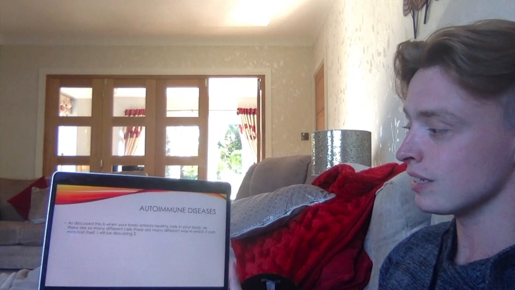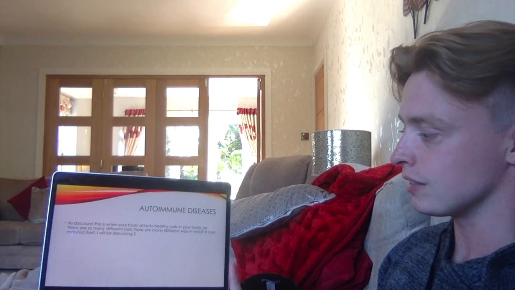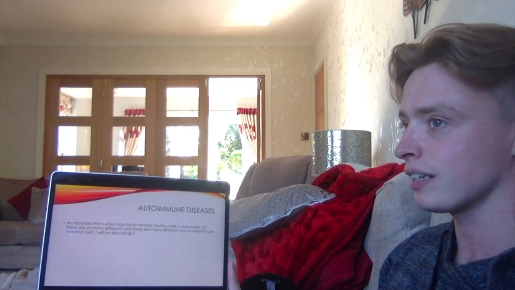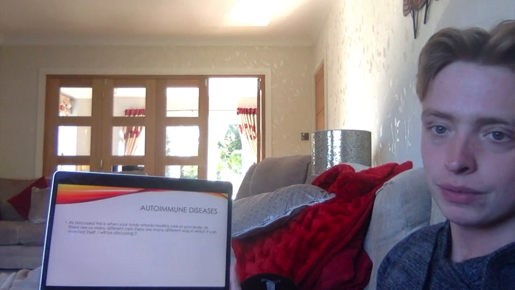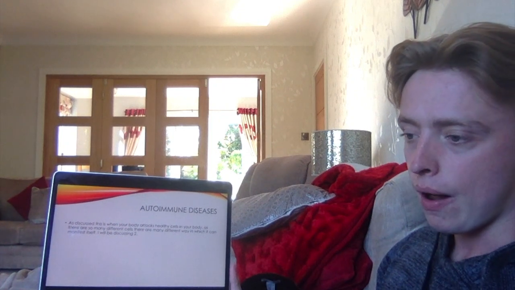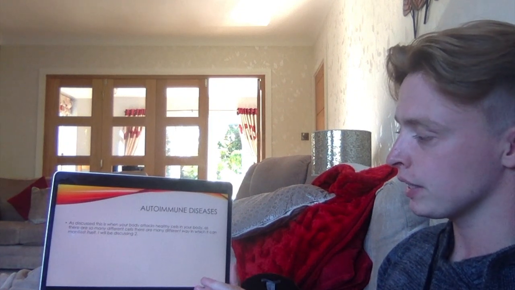Okay, so an autoimmune disease is essentially when your body is attacking healthy cells in your body, so it mistakenly attacks different parts. But obviously, as there's 10 to the 7 different types of cells in the body, there are many different ways in which this can affect the body. So I'm going to go over 2 examples here.